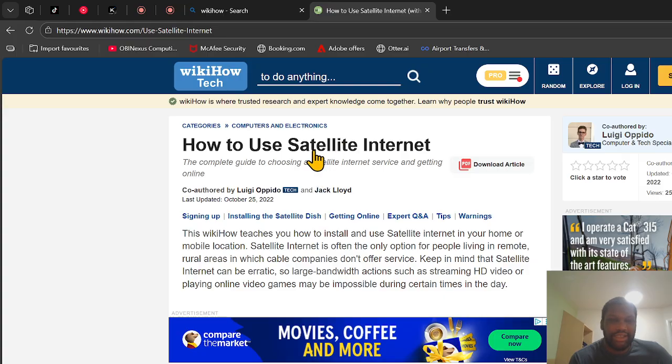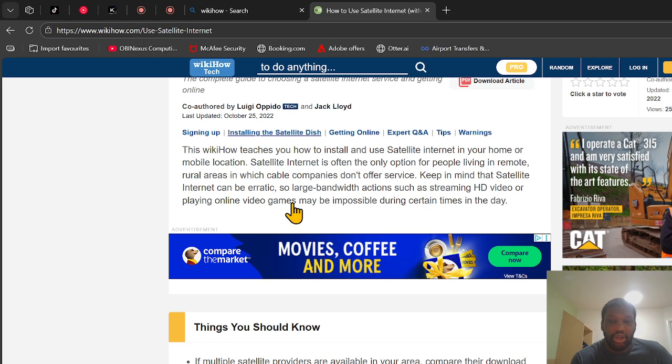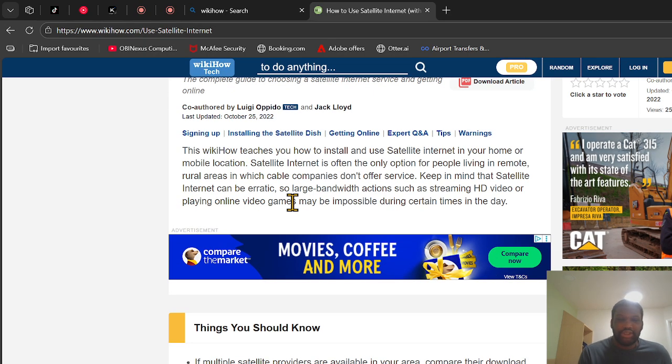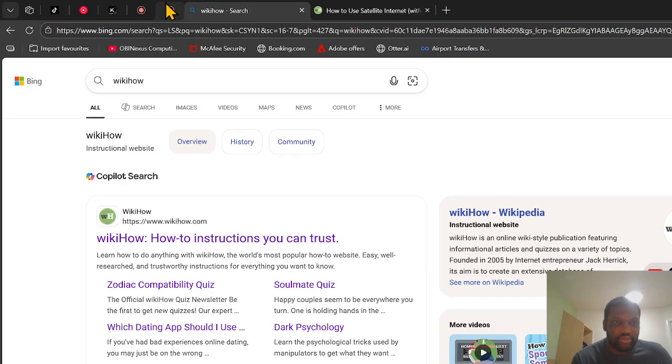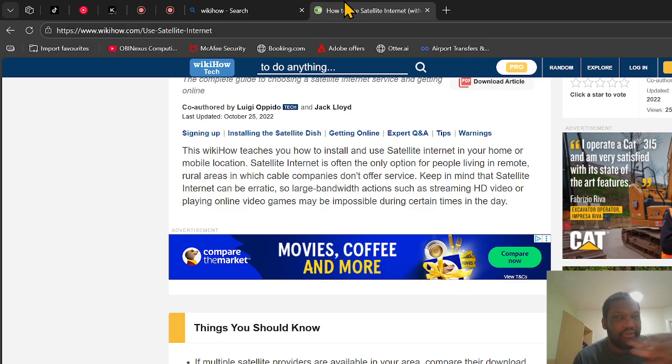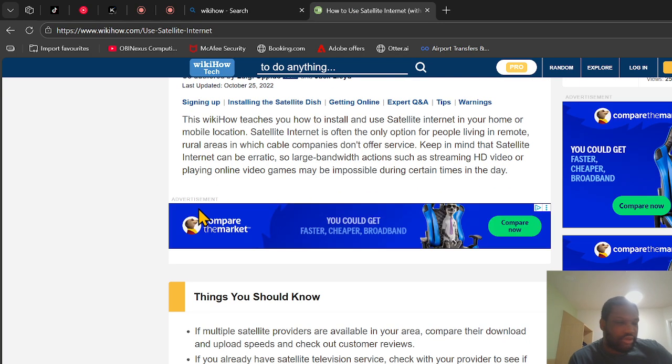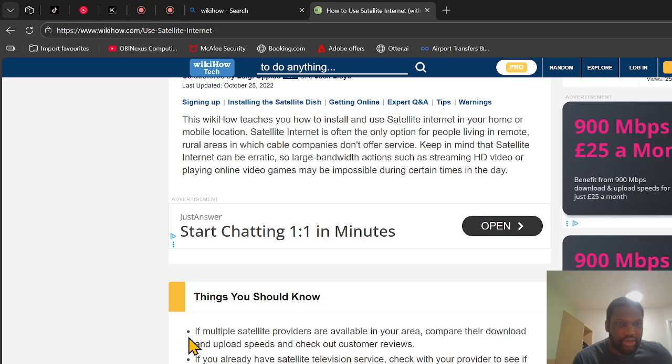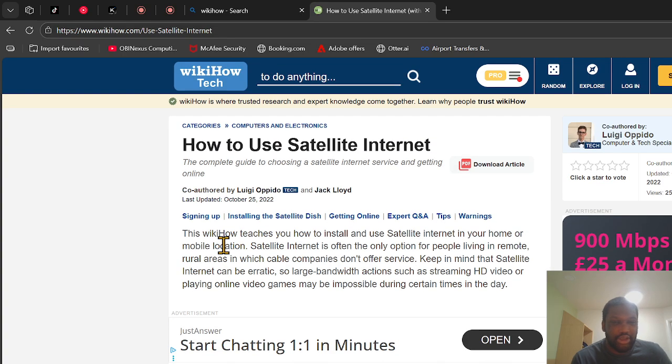So for a mini satellite, if there's a strong enough connection, that's my hypothesis. If the radio signal is strong enough, you have a satellite. So for example, I've got my model here, but I'm looking at the project. So that's my hypothesis. It's a localized satellite, basically where the area is strong.